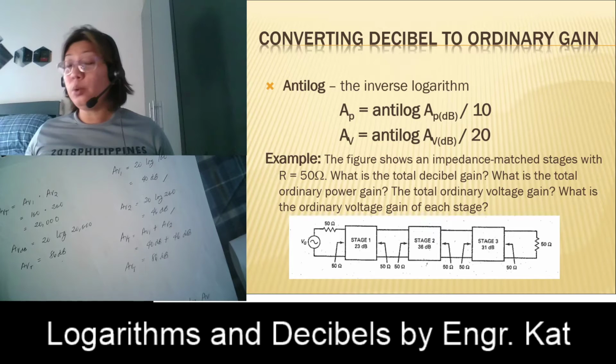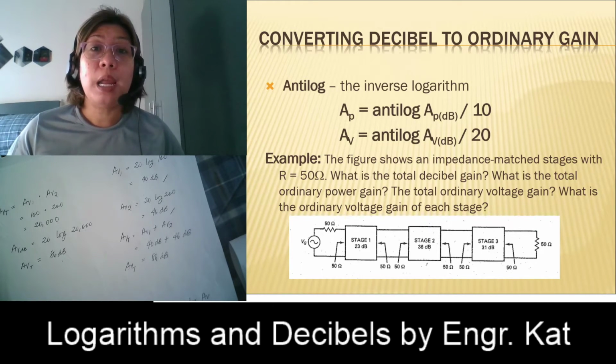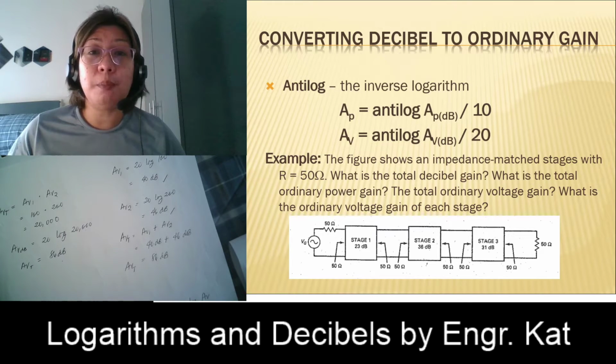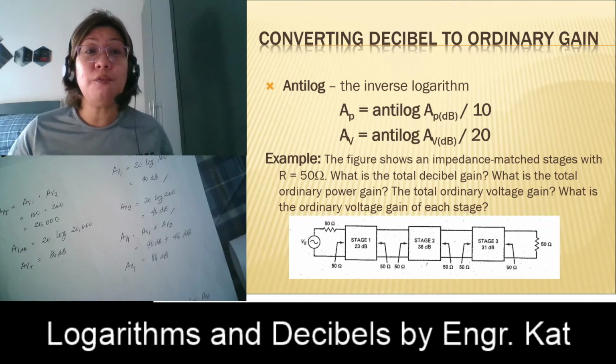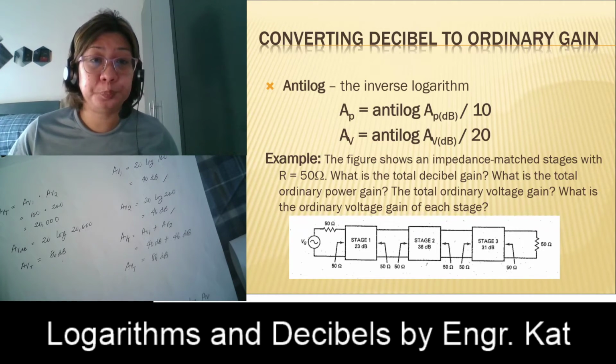So if we want to get the ordinary power gain, that is simply equivalent to the antilog of your decibel power gain divided by 10. And if you want to get the ordinary voltage gain, we just get the anti-logarithm of the decibel voltage gain divided by 20. Okay, so we have here an example.